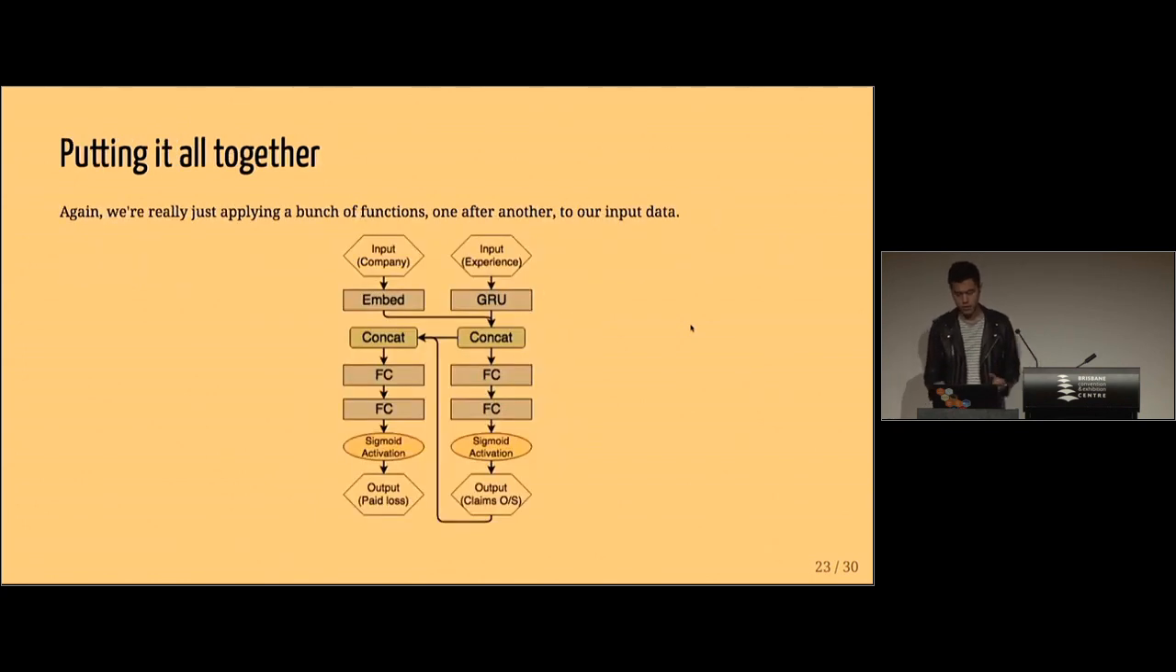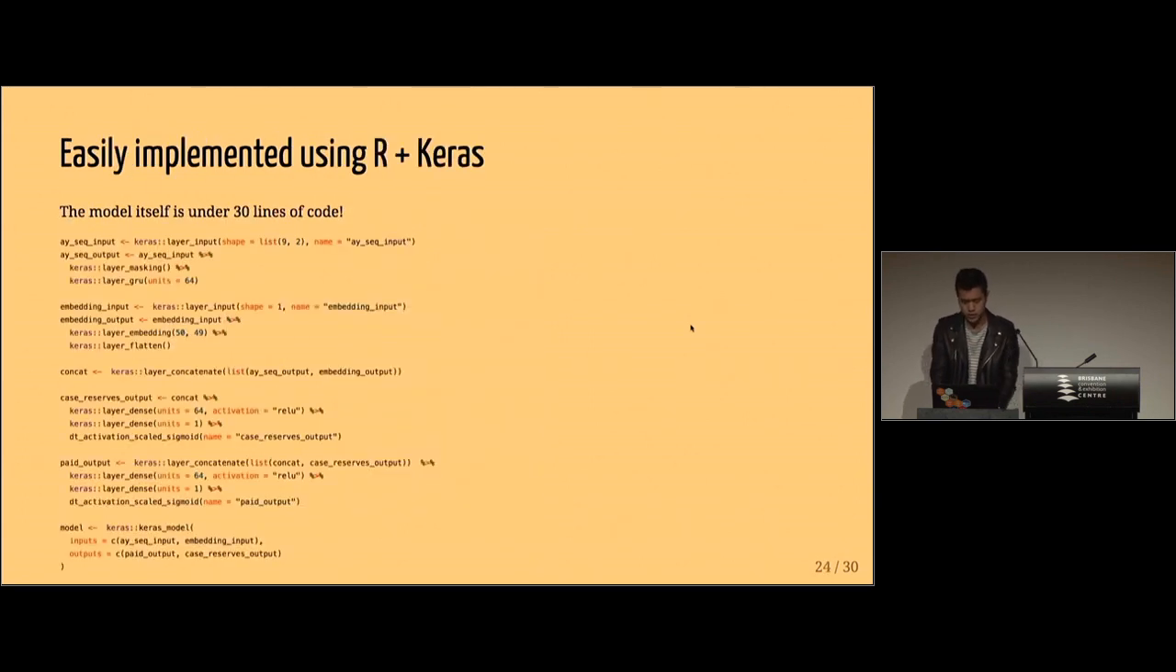So again, putting it all together, we're putting these inputs through a bunch of different transformations, and eventually we'll get some outputs, and the neural network is able to learn from this data to come up with the best ways to parameterize itself. This was implemented using R and the Keras package, and this network can be implemented in under 30 lines of code. Like many other machine learning problems, a lot of this work was in the data preparation.